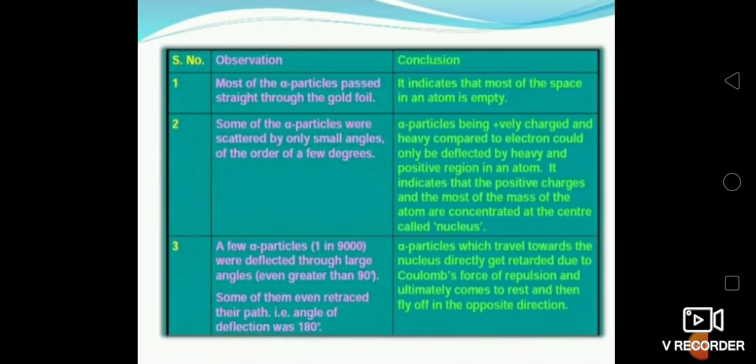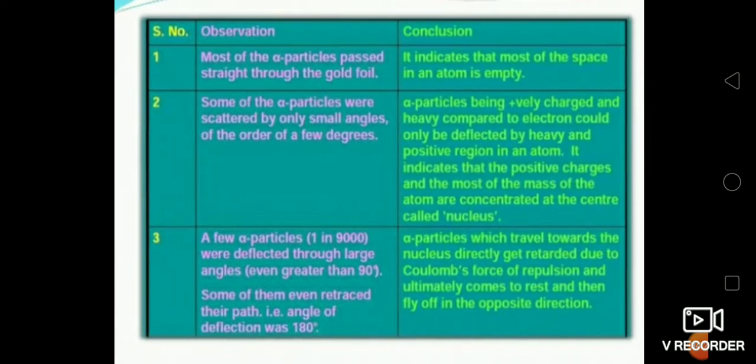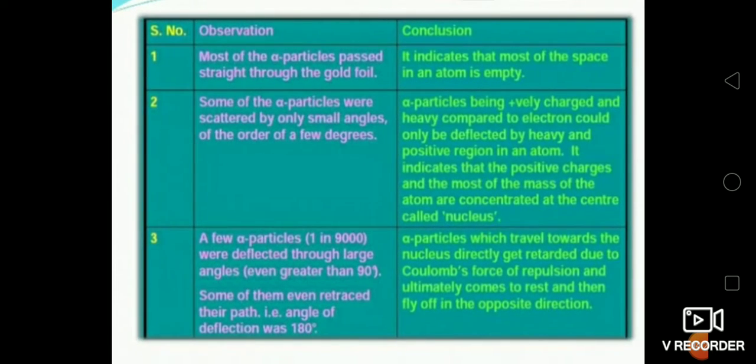Here are the observations and conclusions of Geiger-Marsden's experiment. Observation number 1. Most of the alpha particles passed straight through the gold foil. Conclusion. It indicates that most of the space in an atom is empty.